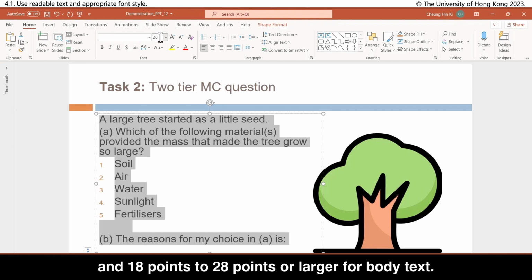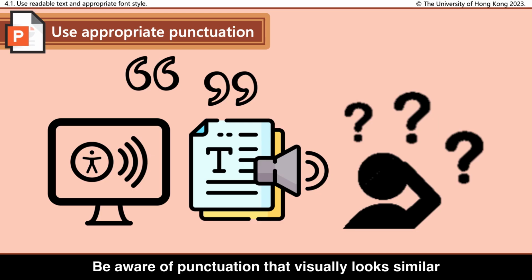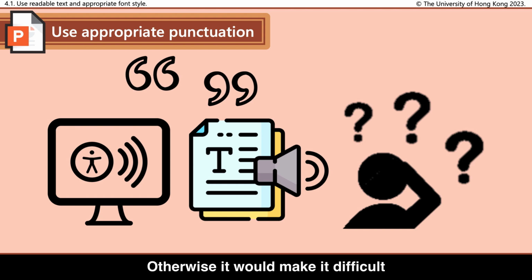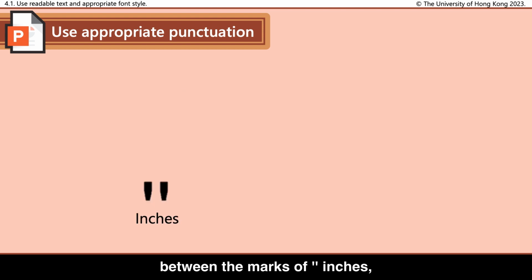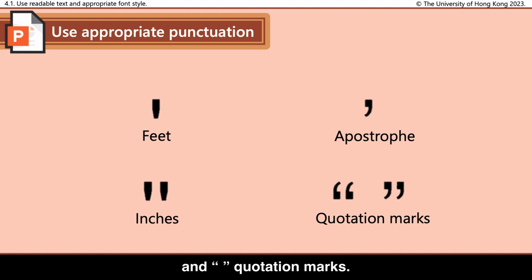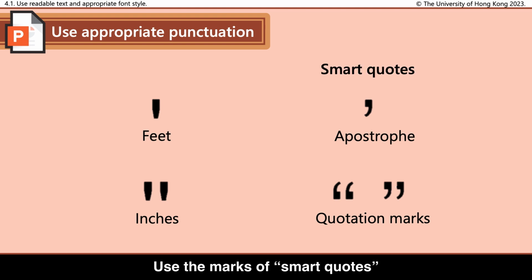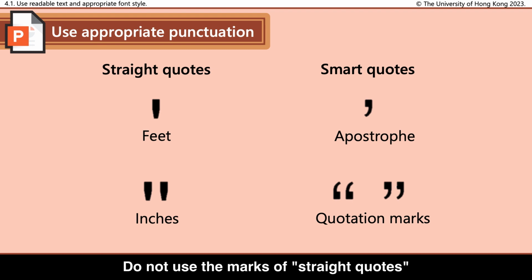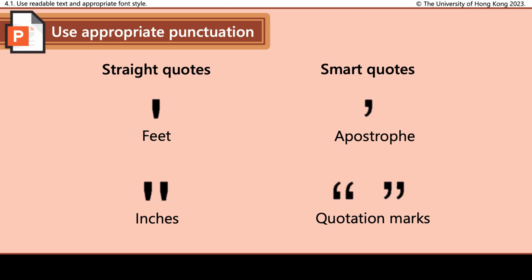Be aware of punctuation that visually looks similar but symbolize different meanings. Otherwise, it would make it difficult for users of assistive technologies such as screen readers to understand the content. For example, be aware of the differences between the marks of inches, feet, apostrophe, and quotation marks. Use the marks of smart quotes as quotation marks. Do not use the marks of straight quotes as the quotation marks.